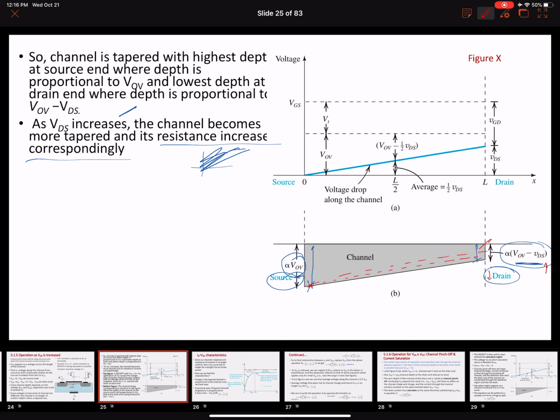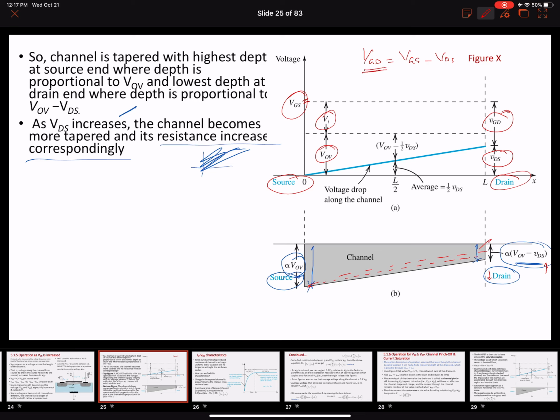Now let's look at the top figure. Again, we have a source end where the total effective voltage appearing is the VGS, which is VT plus the overdrive voltage. Then this is the drain end, where the voltage appearing is the effective voltage at the drain terminal. We talked about this earlier: VGD equals VGS minus VDS. That is the voltage appearing at the drain terminal.